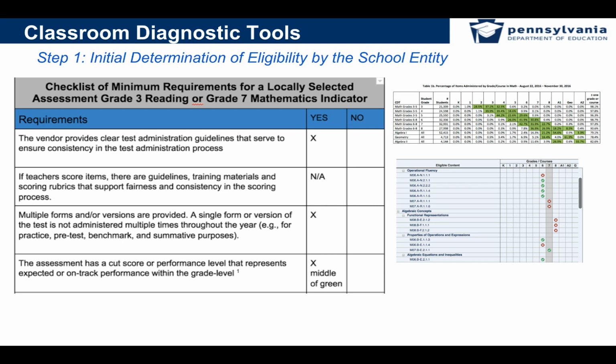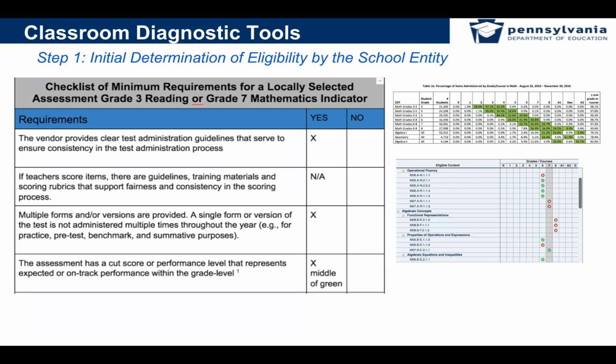When a school entity is going through the process of selecting a local assessment for grade 3 reading or grade 7 mathematics, they need to go through the process of the step 1 initial determination of eligibility checklist. And I've started marking on here how the CDT aligns with that. The vendor definitely provides clear test administration guidelines. The second item, teachers do not score the CDT, so that's not applicable.